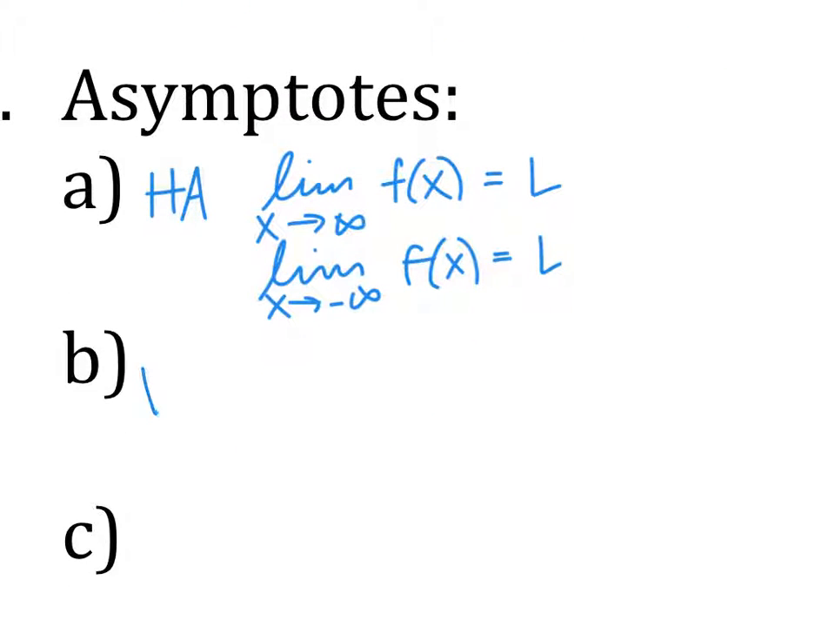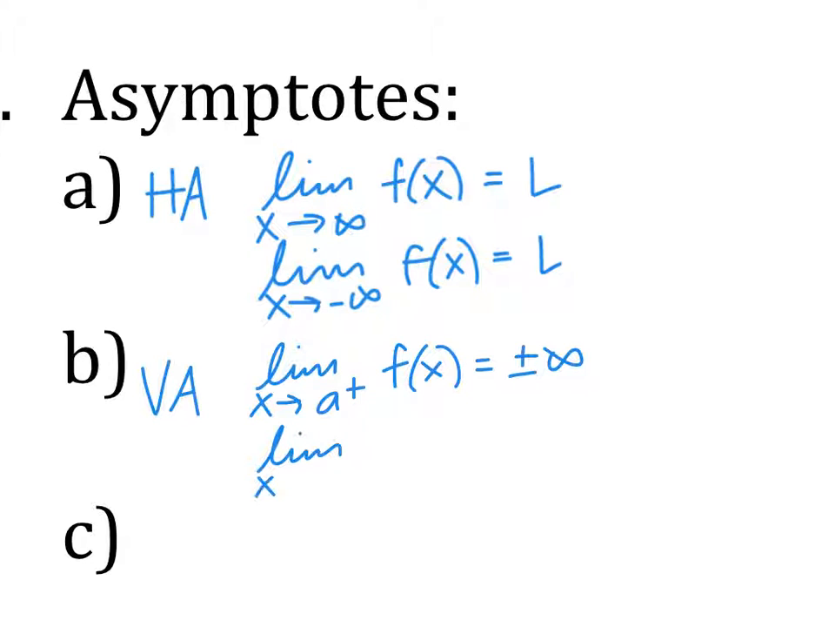Okay, vertical asymptote. The real definition is the limit as x goes to a number from the plus side. Does this function go to plus or minus infinity? So does it shoot up or down, meaning it's undefined? Same thing when x is going to a from the left side. Does it go to plus or minus infinity, meaning it's undefined? So when the graph is going to a from the left side, does it just go all the way up or all the way down? That's going to be a vertical asymptote.